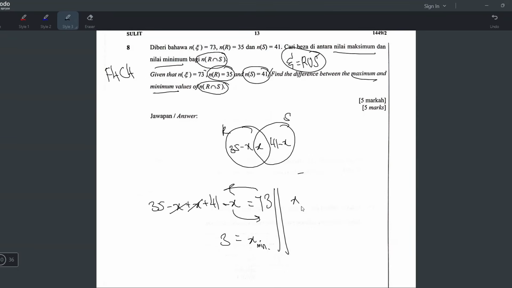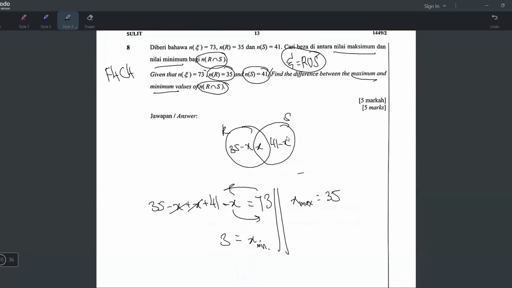Then how to get the maximum? This one we can just use our brain. The maximum will be 35, right? Let me tell you why. Imagine if you go higher than 35, let's go 36. What happened here? 35 minus 36, you get negative 1. But how can the number of elements be negative 1? Bilangan cannot be negative. Quantity cannot be negative. So I think the maximum is 35.